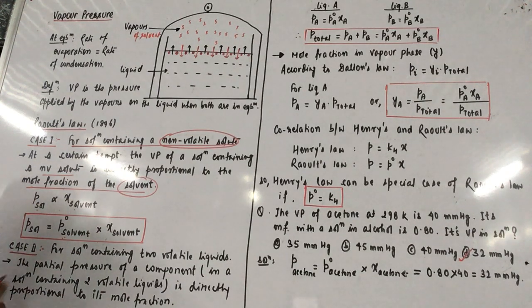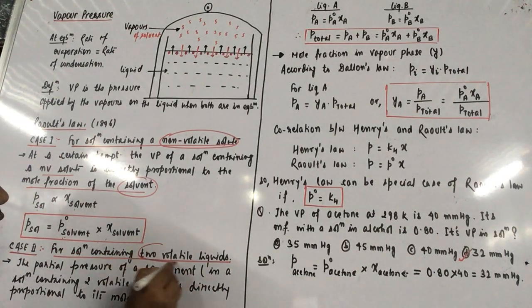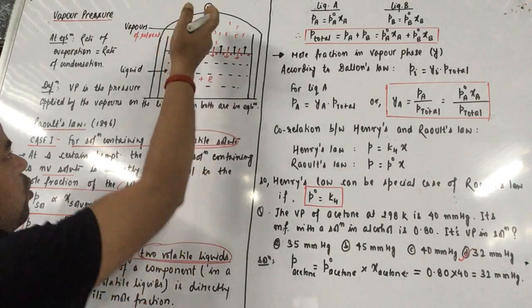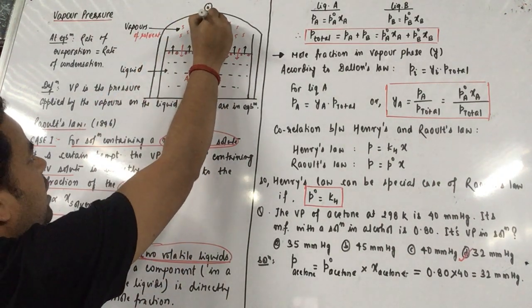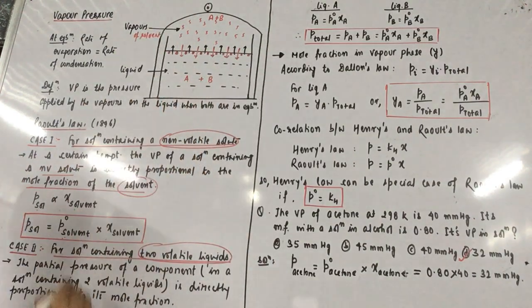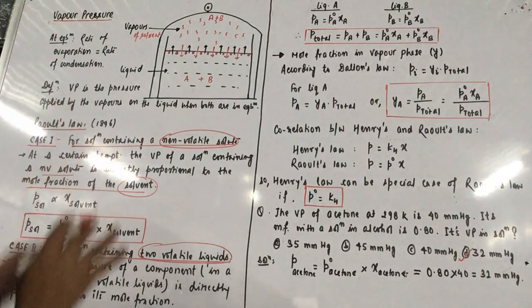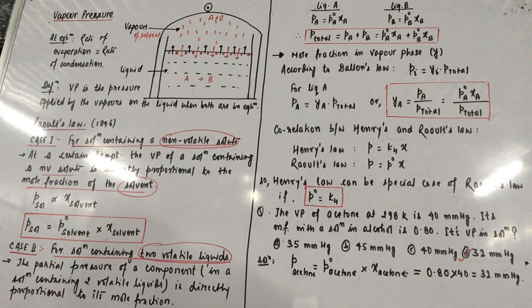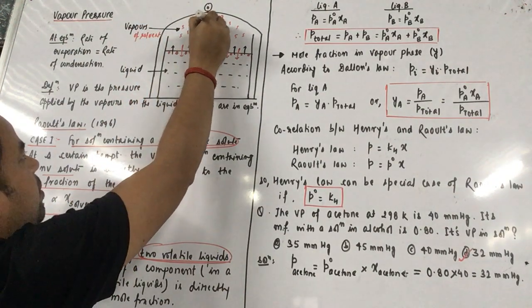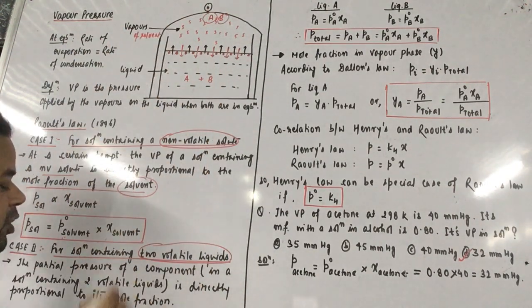Now let us work on case number 2, where we have two volatile liquids. For a solution containing two volatile liquids, let us suppose we have liquid A and liquid B, both volatile. Then vapors of both liquid A and B will form here. Now both these vapors will exert pressure on the liquid. So the vapor pressure here will be due to the partial pressure of A and the partial pressure of B.